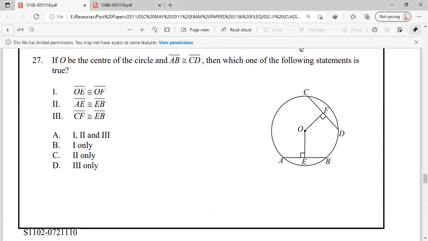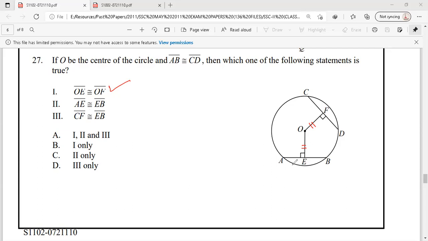Then we have question number 27. O is the center of the circle and we have two equal chords AB and CD. We know that whenever two chords are equal, their distances from the center are also equal. So OE is equal to OF. These are the distances of the chords from the center of the circle.